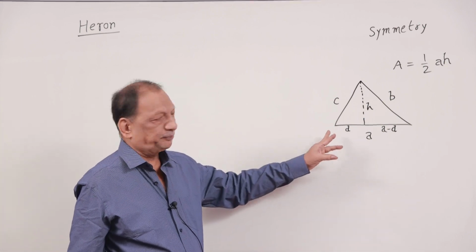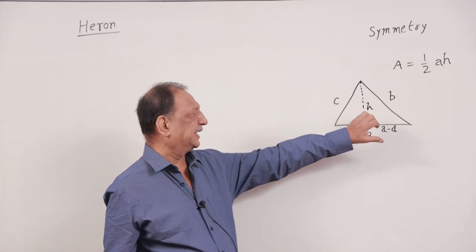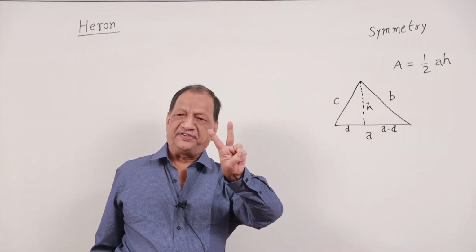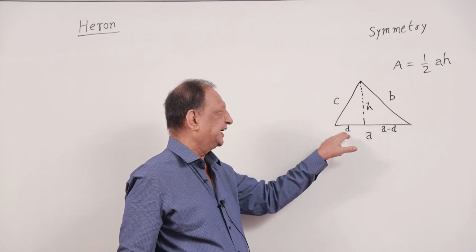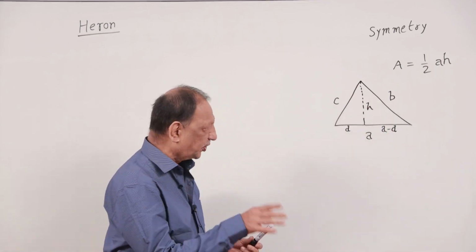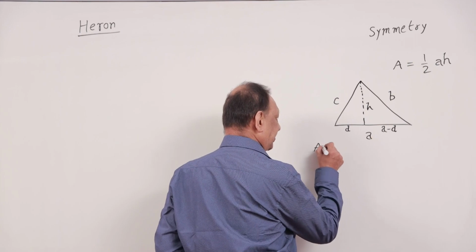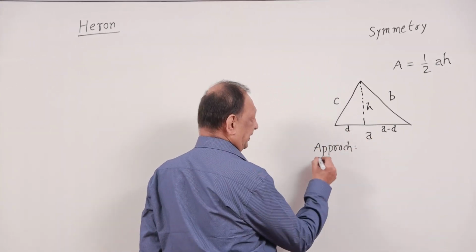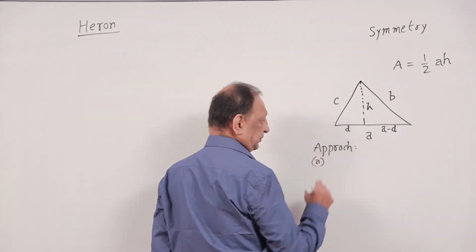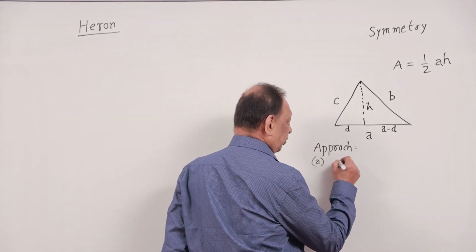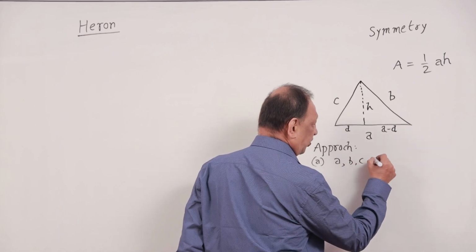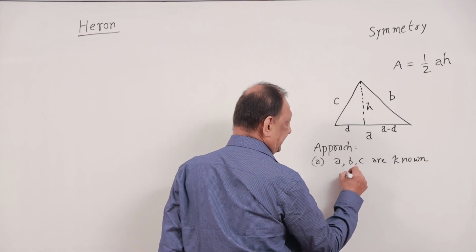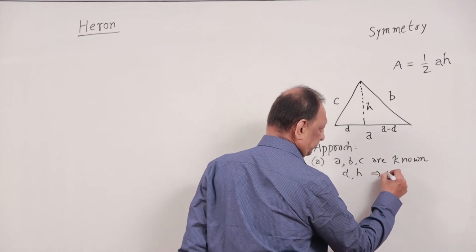Now if we apply Pythagoras theorem, we've got 2 right angle triangles here. If we apply it on the 2 right angle triangles, we'll get 2 equations, both of which will contain H and D, as you can see. So let me write down the approach to our solution first, before we actually go and solve it. First, 3 quantities A, B, C are known already, and D and H are unknown.